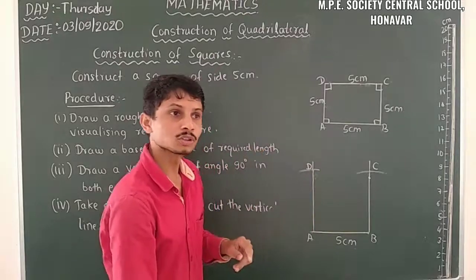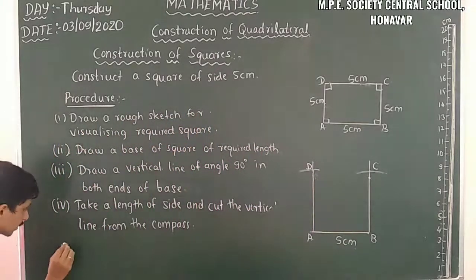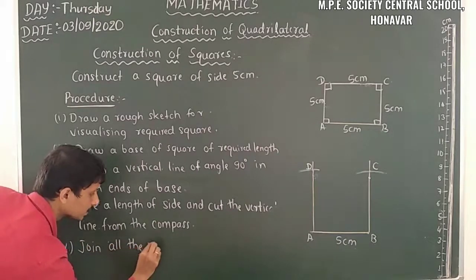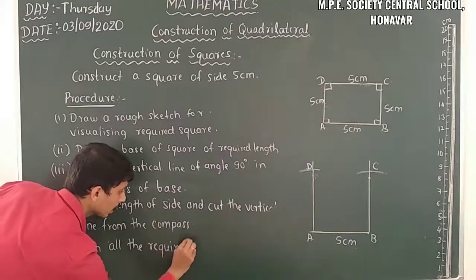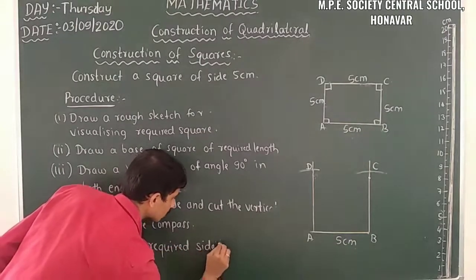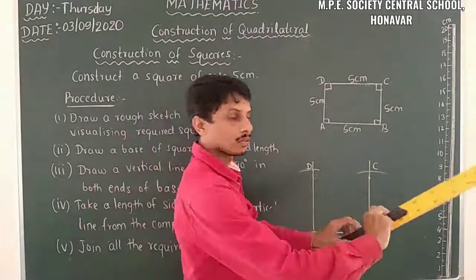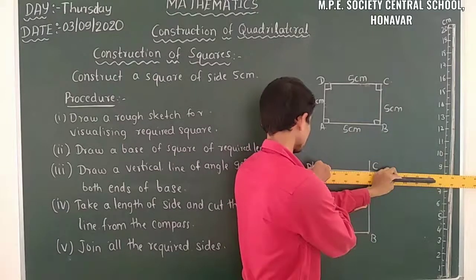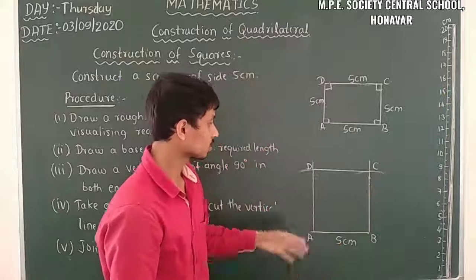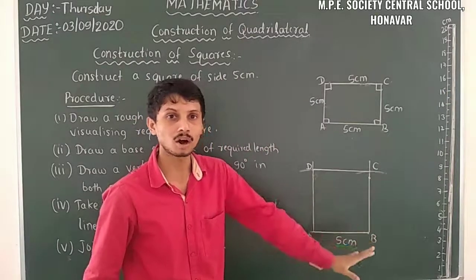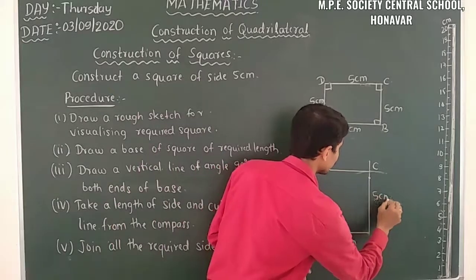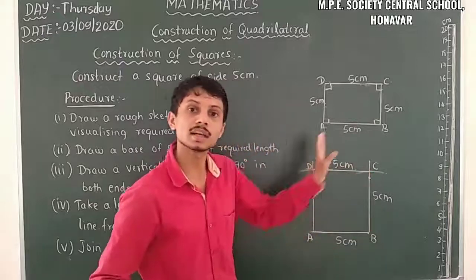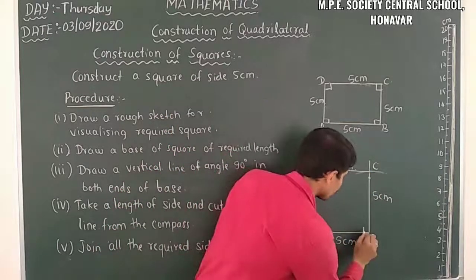Then what you have to do? Join all the points, all the sides. Then join all the required sides. Yes. So here we have to join CD. After that we have to label all the things. That is, it's 5 cm, and also it's 5 cm, and it is also 5 cm. So all the angles inside the square also have 90 degrees.